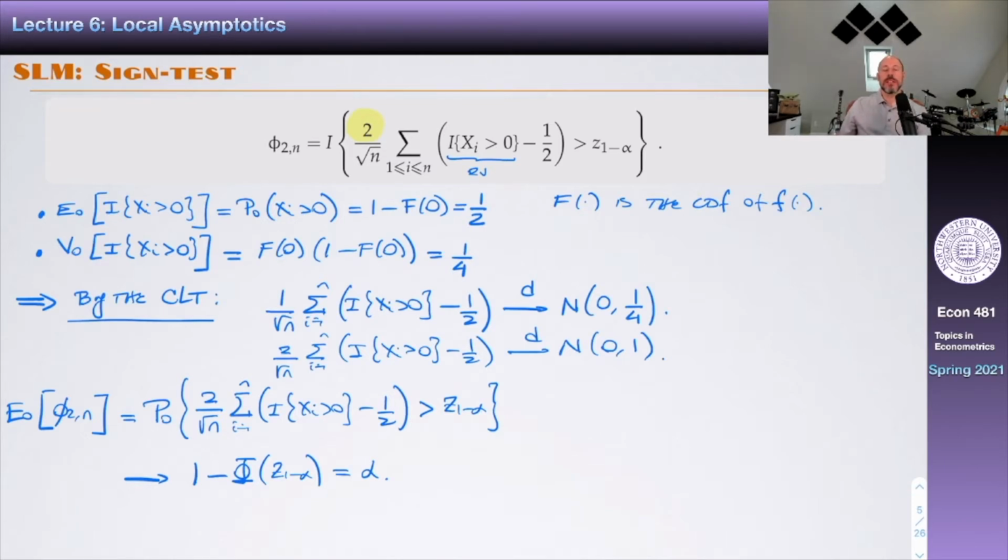So the t-test is pointwise asymptotically level alpha. The sign test is pointwise asymptotically level alpha. And so in principle, you can use either one to test the null hypothesis that we want, okay? But today, it's more about trying to think about how we can compare these two, given that we know that both satisfy this, let's call it a minimal requirement of controlling the rejection probability in the limit.